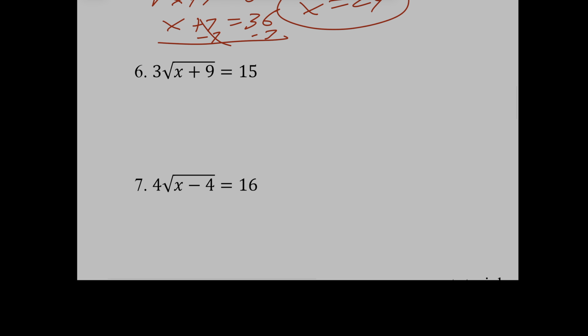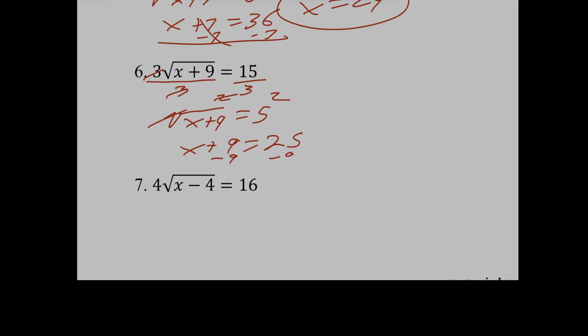Okay, I've got that 3 just kind of hanging out there, right? So what I'm going to do is divide each side by 3. And that'll give me a root x plus 9 equals 5. Now I square both sides, and I get x plus 9 equals 25. Once I subtract 9 from each, I get x equals 16.